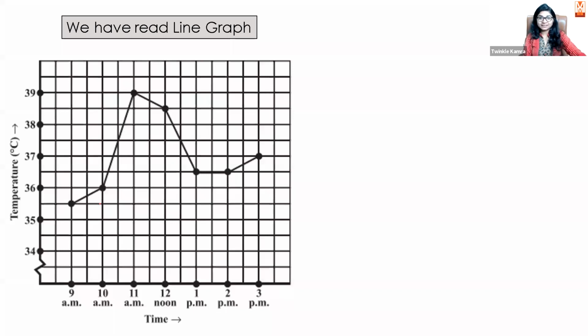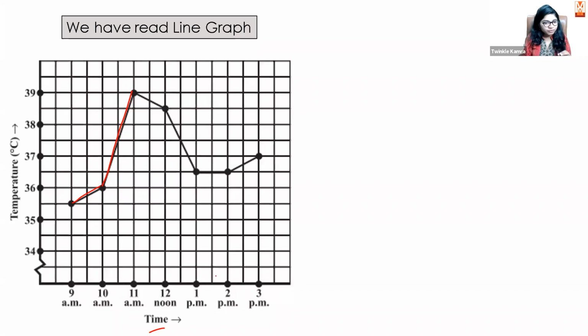Like in the example I've given here, this represents time and temperature. Let's say this is the temperature of a patient over the whole time from 9 a.m. till 3 p.m. From 9 a.m. to 10 a.m. the temperature was increasing, so the trend I can see is increasing. Then from 10 to 11, again the temperature is increasing, so the trend is increasing.